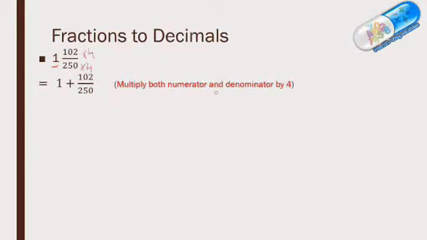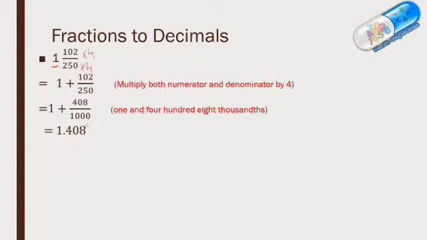After this, we'll multiply both numerator and denominator by 4, so that I can get 250 to be 1000. Again, here the 1 remains as it is, and the 250 times 4, I got 1000. 102 times 4, I got 408. Now you add them together, you will get 1 and 408 thousandths. So because 408/1000, I write it as 1.408.